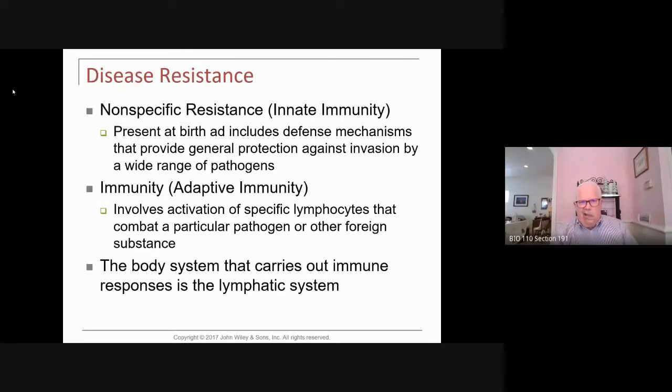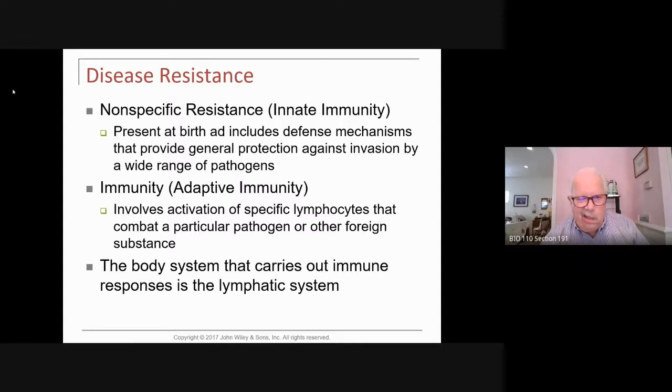Innate immunity. Innate immunity is non-specific. You are born with it. It's present at birth. It includes all the defense mechanisms that provide general protection against invaders and a wide range of pathogens. Non-specific. Your skin, your saliva, the gastric juices with acid, it's all non-specific.